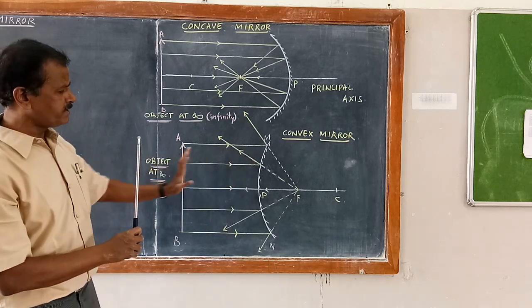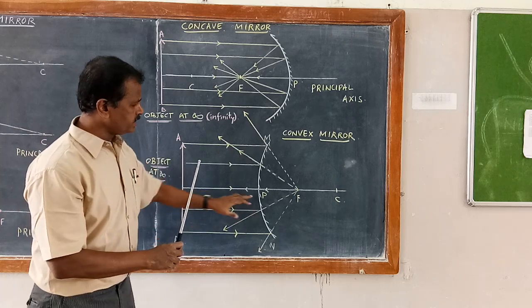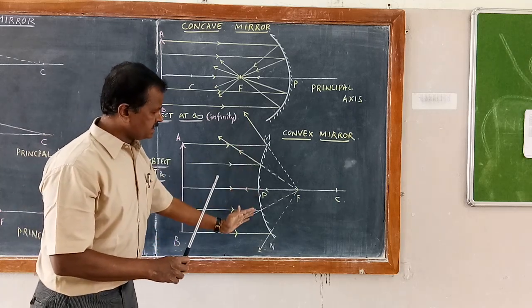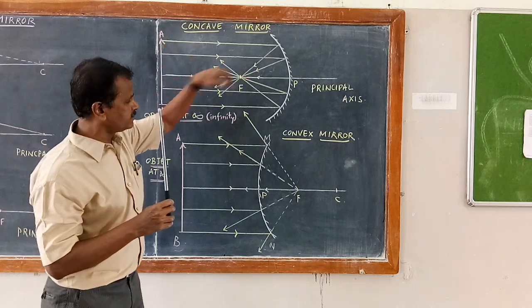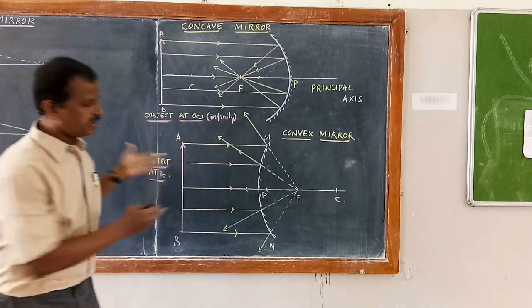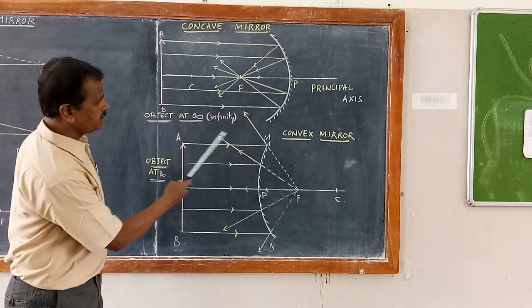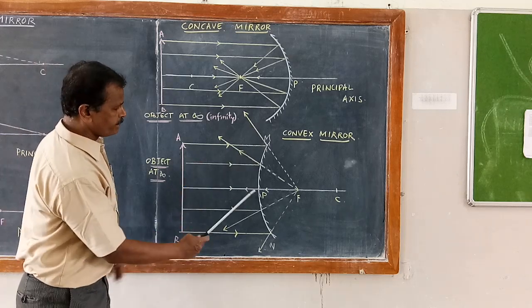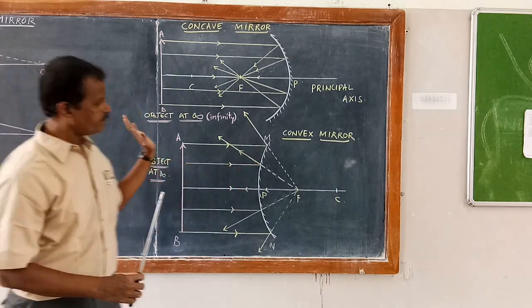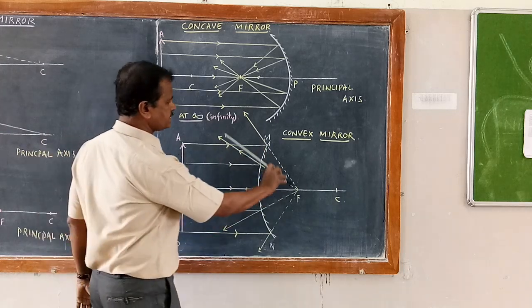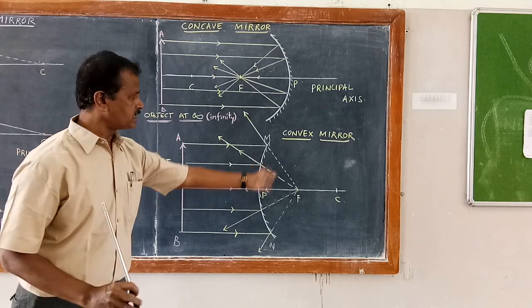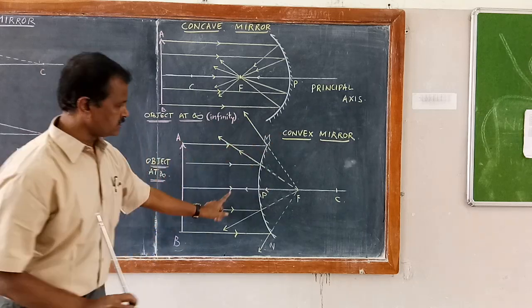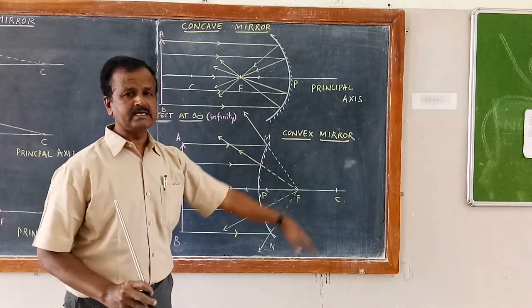When these rays are falling parallel to the principal axis, you see after incidence, they all get diverged. Here they are converging after reflection. Here after reflection they are diverging away. You see, these are the diverging rays. But when you produce them back, these diverged rays appear to have come from one point. That point is the focus for convex mirror. So focus for the convex mirror is on the right side.